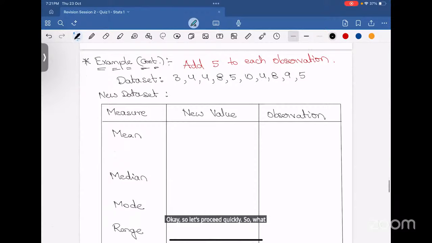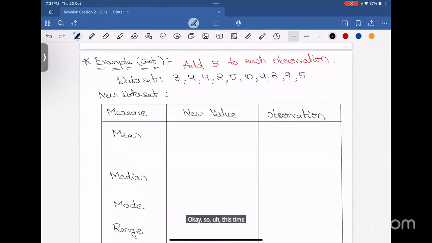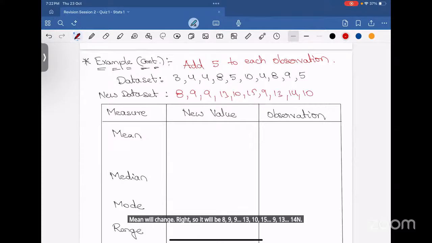So what happens if I add some value to every data point? For each observation, if I add some scalar, what will happen to the mean, median, mode, everything? This time we will do it real quick. If you add a constant, the mean will change. So the new data will be 8, 9, 9, 13, 10, 15, 9, 13, 14, 14, 10.